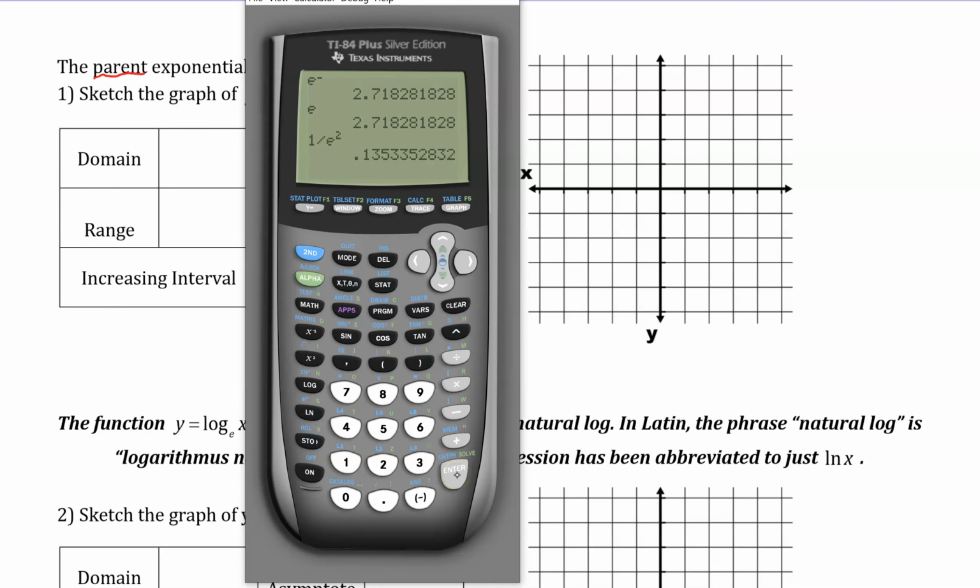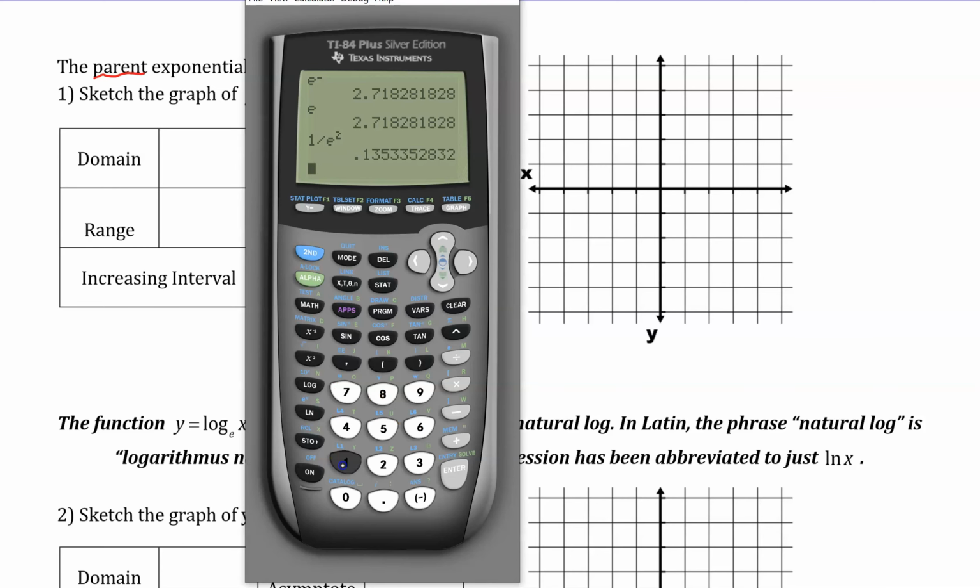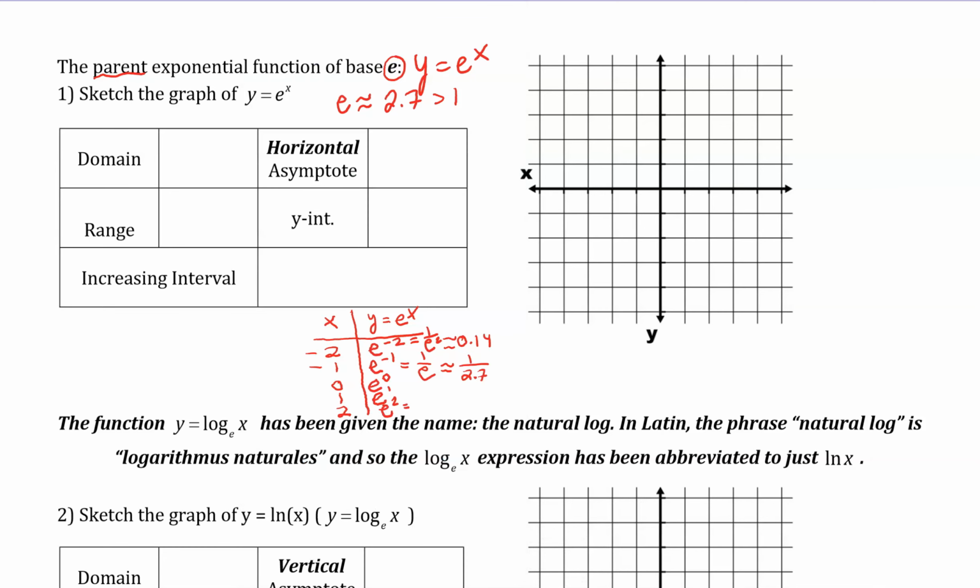And it's about 0.14. Very close to 0, very tiny number, very small. When you have e to the -1, we're going to do 1 divided by e. Now this number would be approximately 1 divided by 2.7. So I often think of it as like 1/3. But let's go ahead and get the more exact value right now. And see, very close to 1/3. It's about 0.4, roughly. 0.4. E to the 0 is going to equal 1, because any base to the power of 0 is equal to 1.